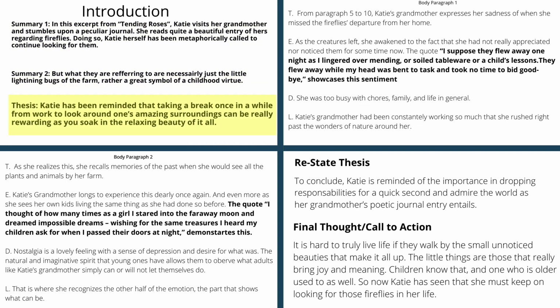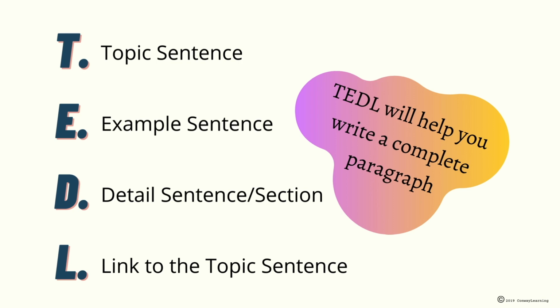And then we have the thesis statement, which I read earlier. Katie has been reminded that taking a break once in a while from work to look around one's amazing surroundings can be really rewarding as you soak in the relaxing beauty of it all. Now let's look at the student's paragraphs.